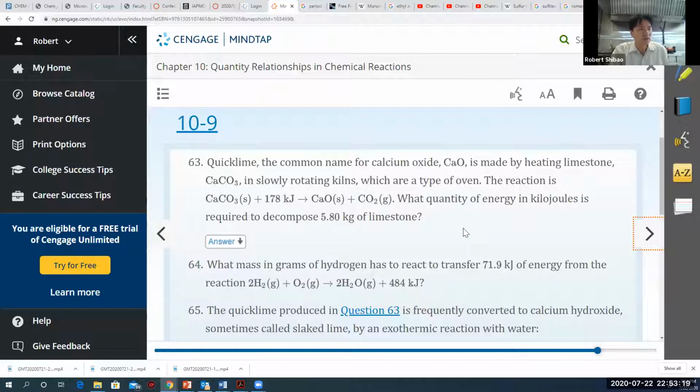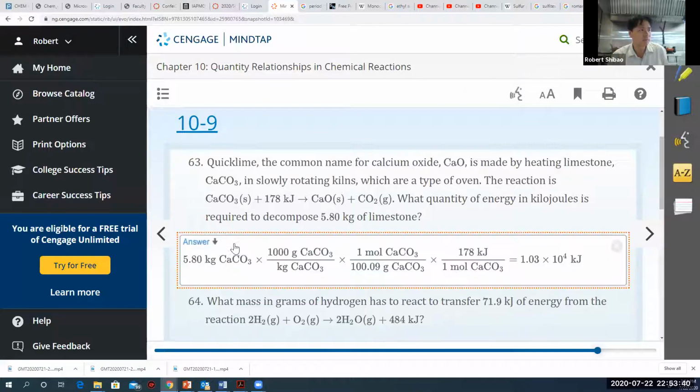What quantity of energy in kilojoules is required to decompose 5.8 kilograms of calcium carbonate? So here, this is the same thing. We go from kilograms of calcium carbonate to grams of calcium carbonate to moles, and then here's the mole ratio to energy ratio right here. And so 178 kilojoules for every mole of calcium carbonate. So kilograms to grams, and then grams to moles, and then moles to energy, 178 kilojoules. That's how much energy.